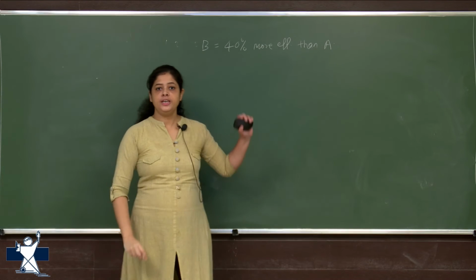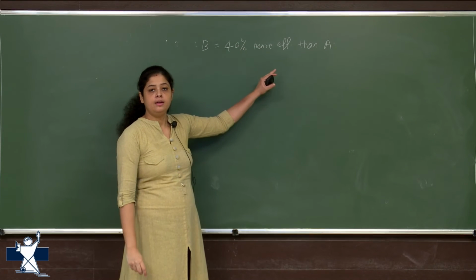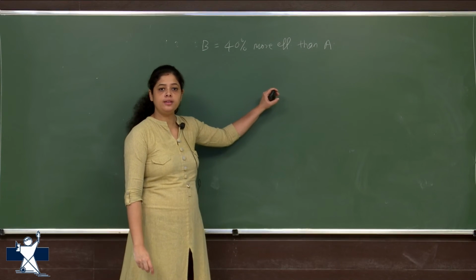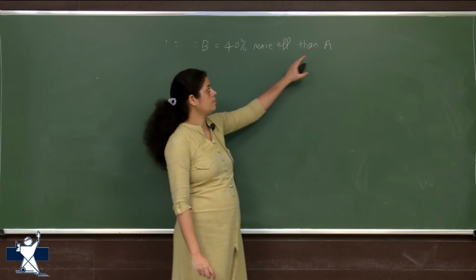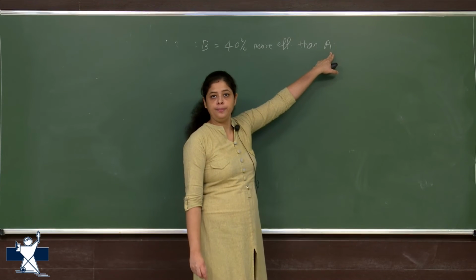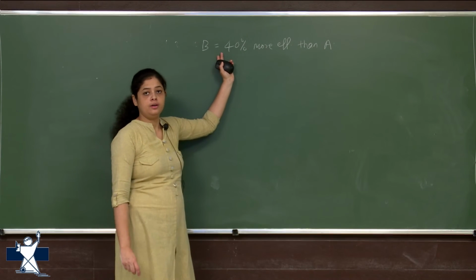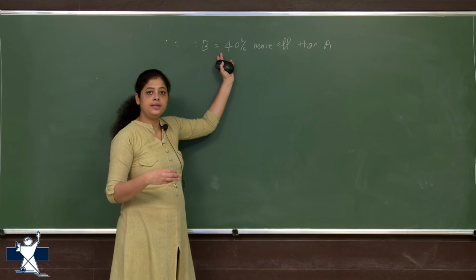Okay, B is 40% more efficient than A. That means who is taking more days to complete the work? A. Because B is more efficient. तो जो ज़्यादा efficient है वो कम दिन लेगा.